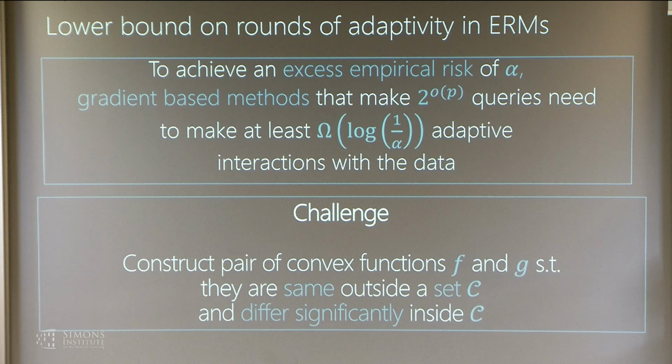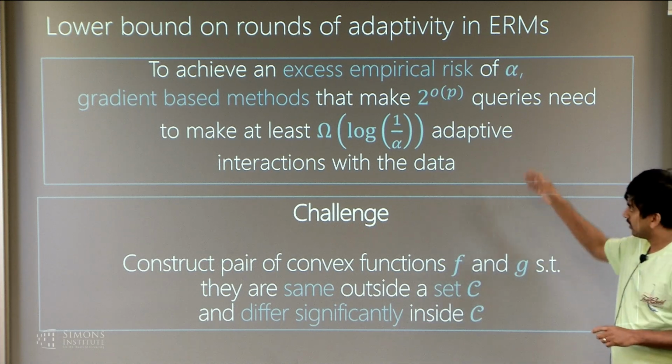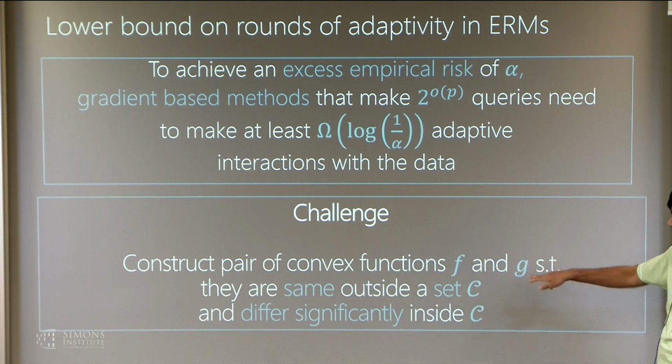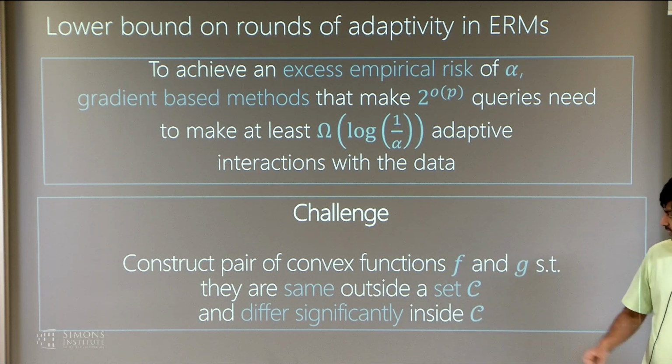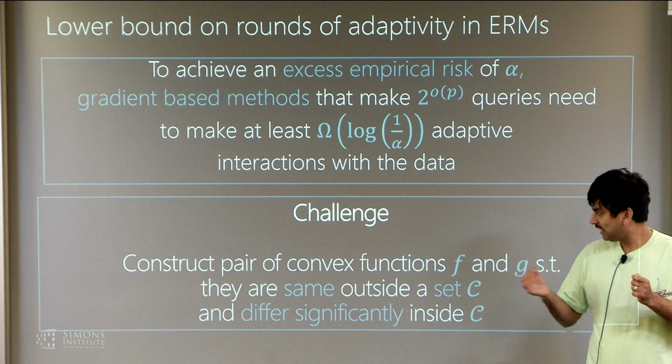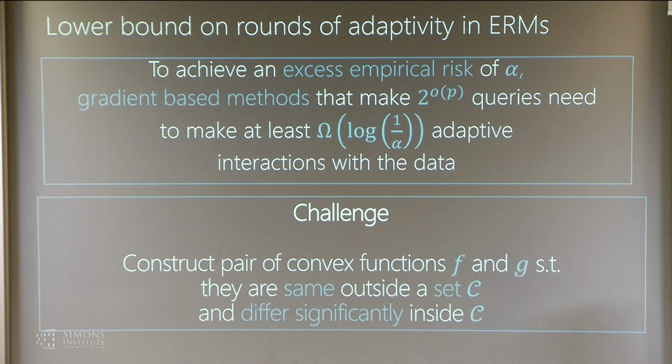Okay. So the challenge is that, to do this lower bound, you have to construct two functions f and g that are the same outside a set C and differ significantly inside that set, and these are convex functions. Okay. Any thoughts? What does significantly mean? Like they should differ. The minima should differ. Okay.